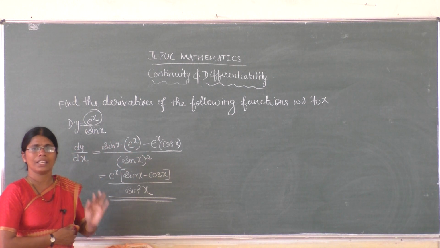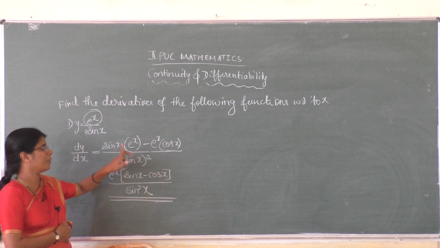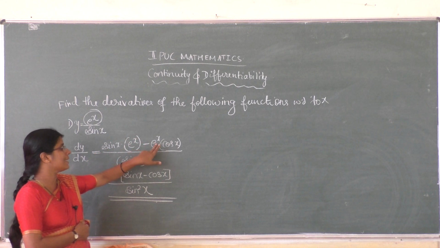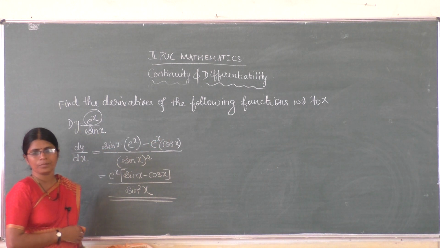If you have a confusion, then also you just write d by dx of e to the power x minus e to the power x into d by dx of sin x, and after that you write this step, okay. Next one.